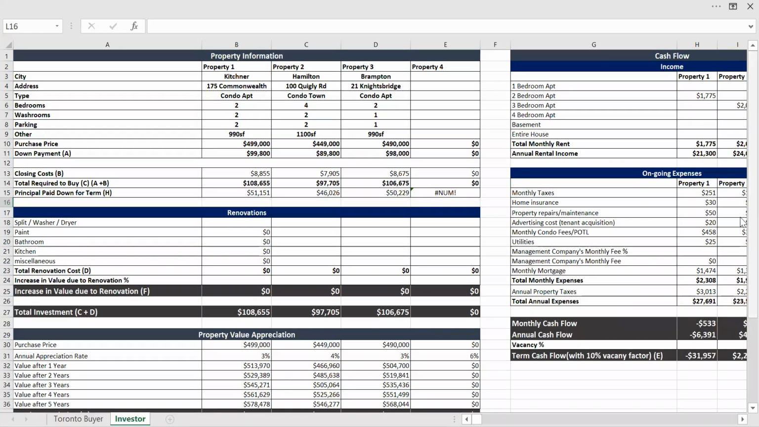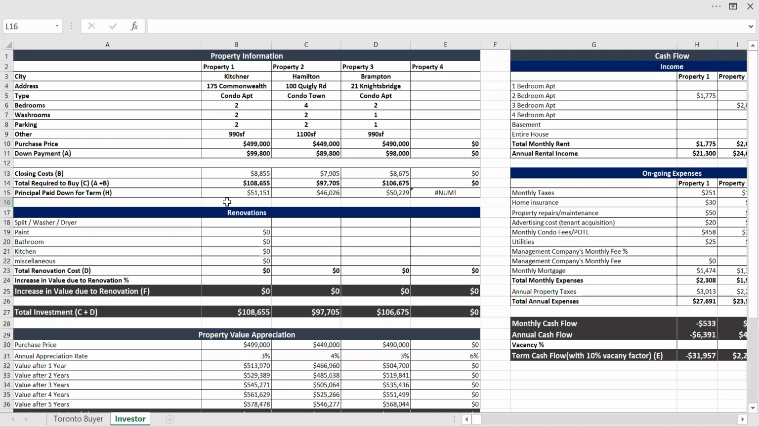Let's look at the actual properties themselves. This is the Kitchener property. It's an apartment, 2-bedroom, 2-washroom, 2 parking. The condo townhome in Hamilton has 4 bedrooms, 2 washrooms, 2 parking spots. And then the Brampton condo apartment has 2 bedrooms, 1 washroom, 1 parking spot. These figures we already looked at.